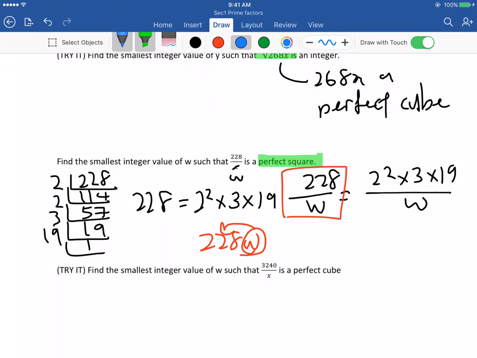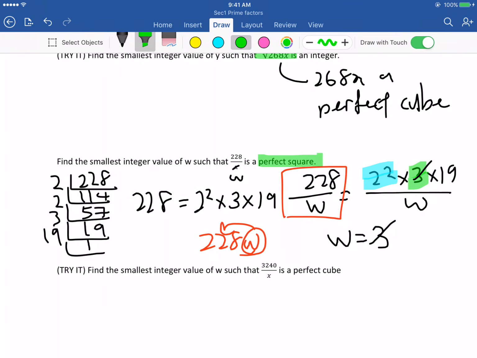So let's look at the powers. 2 to the power of 2. Is this a perfect square already? Yes, so we don't touch it. Next one, we look at base 3. This is 3 to the power of 1. So what must w be? So you take 228 divided by w to become a perfect square. W in this case will be 3. Why? If it's 3, then you can just cancel, and it won't be a problem anymore.